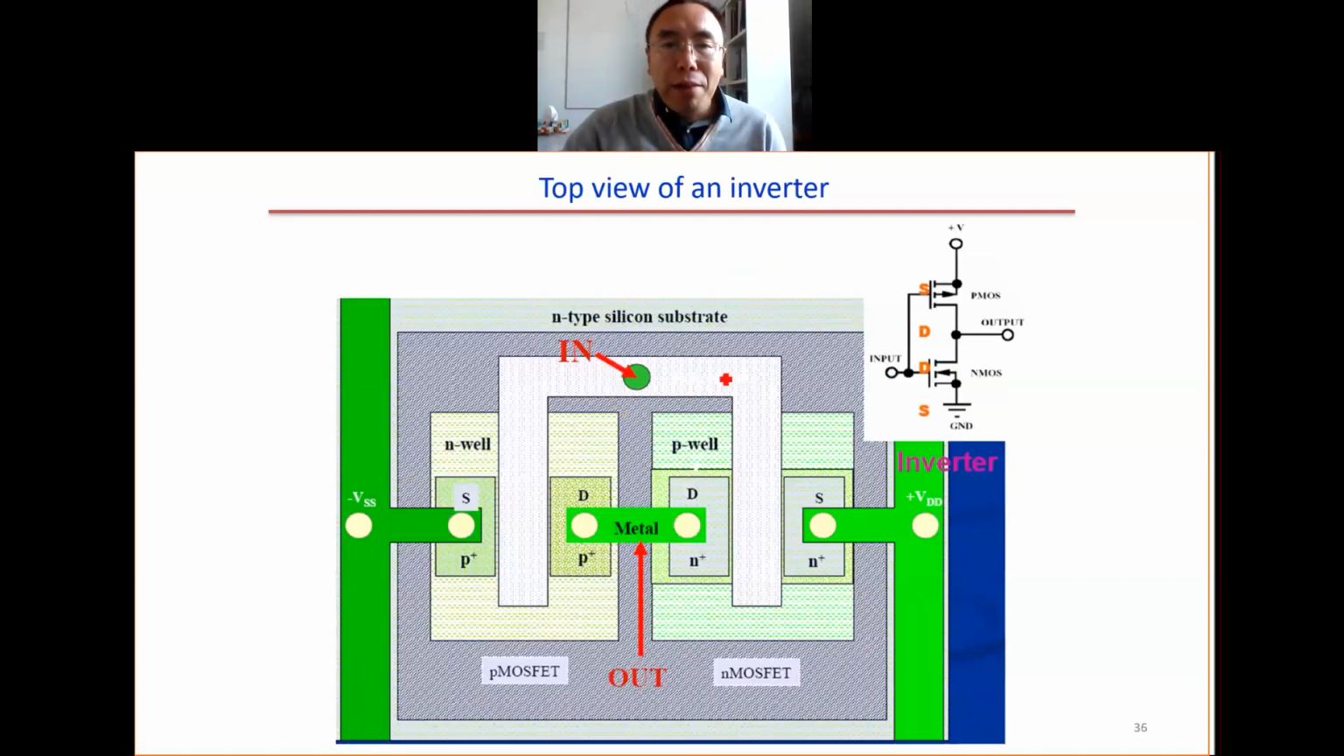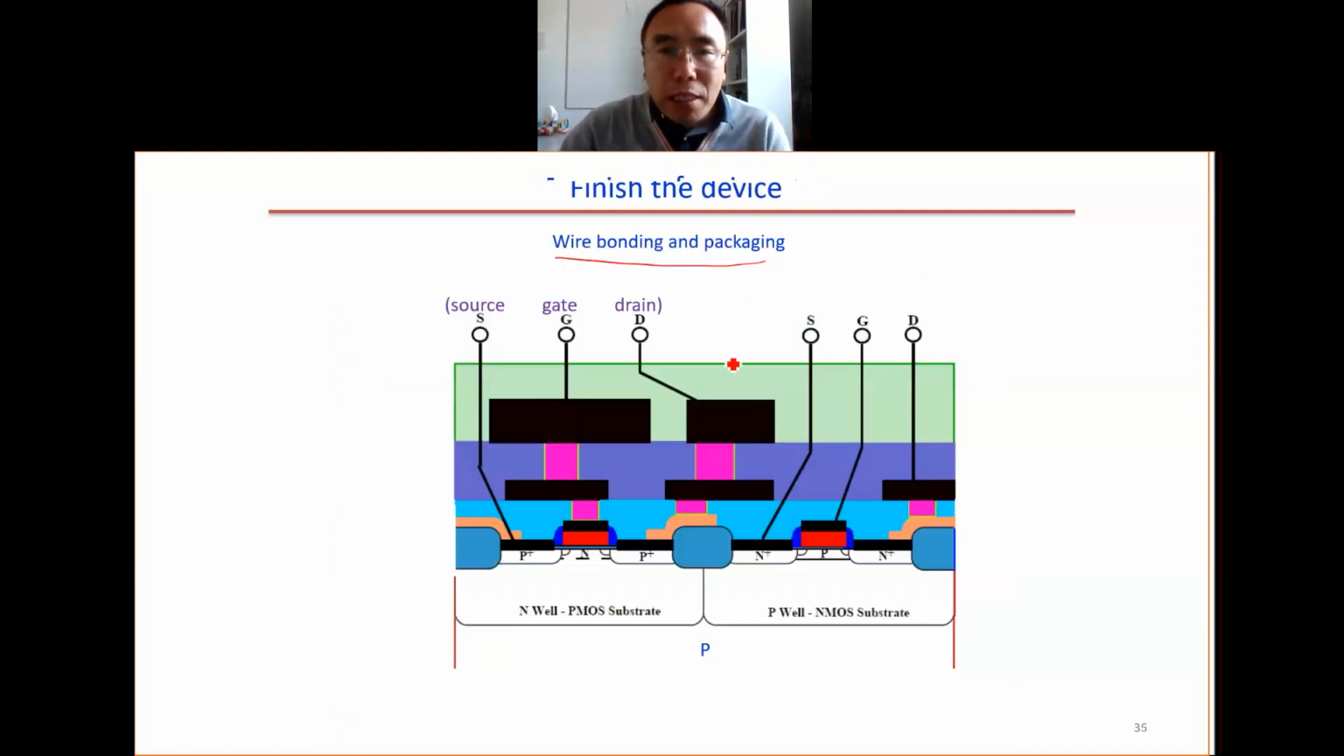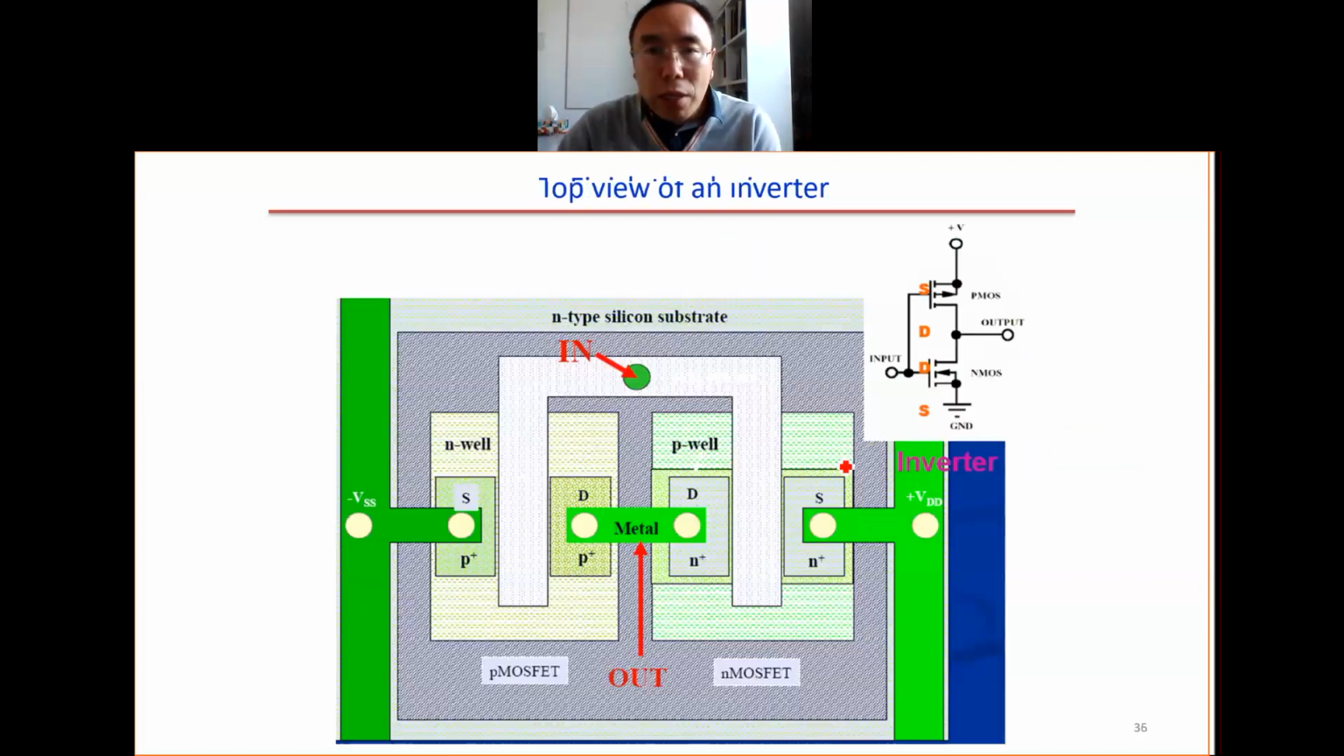So here's the layout. This is the cross section. This is the cross section view of the device. Now we want to look at the top view. What will the top view look like? Here is the top view of the inverter. If you remember, input 1, output is 0. Input 0, output is 1. So this is the inverter.